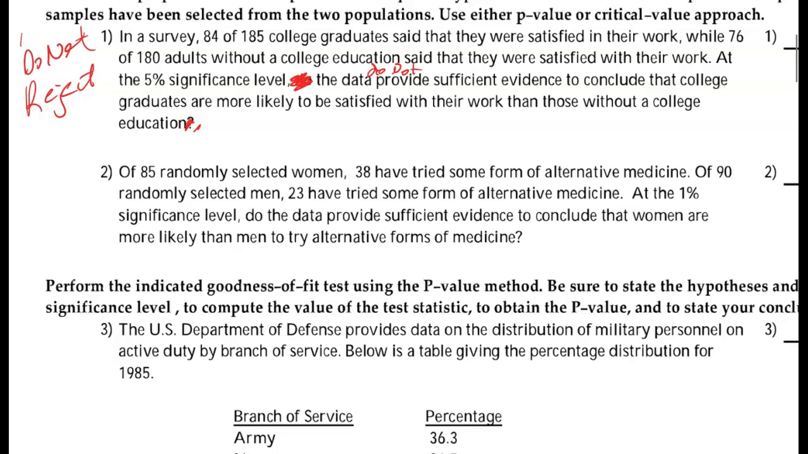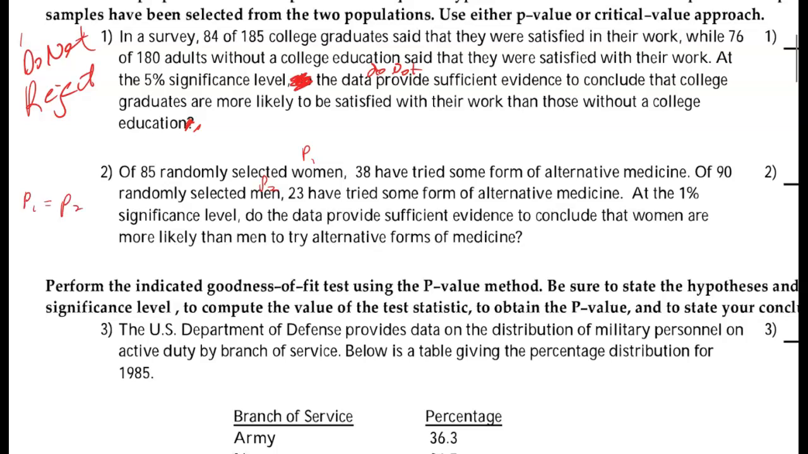So here we have, of 85 randomly selected women, 38 have tried some form of alternative medicine. Of 90 selected men, 23. Again, 2 populations. We'll call the women P1. We'll call the men P2. Okay? At the 1% level, do the data provide sufficient evidence to conclude that women are more likely? So again, a very similar problem.